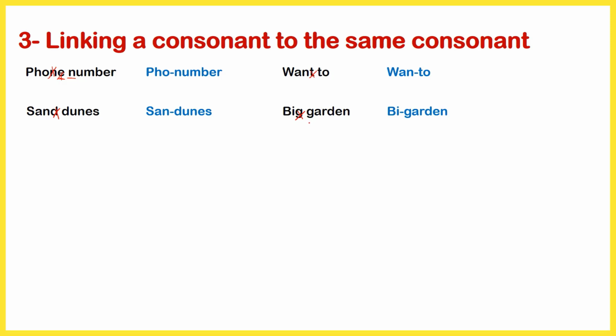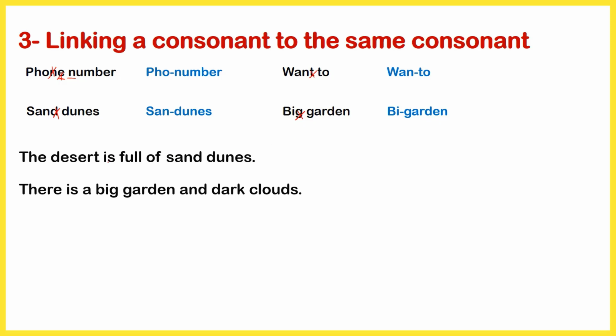Now let's practice on longer sentences. "The desert is full of sand dunes." Here we have D and D, so we cross out the first sound. And don't forget that we have T and I linking a consonant to a vowel, and also L and O linking a consonant to the following vowel. So we pronounce it, "the desert is full of sand dunes."